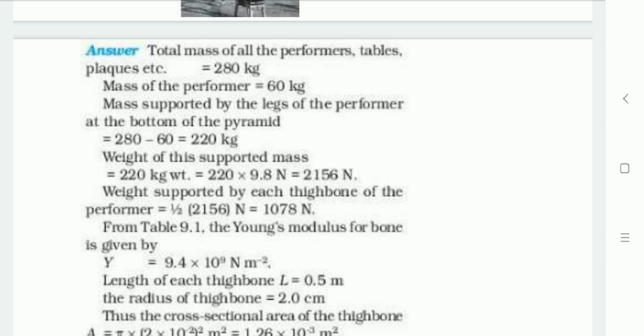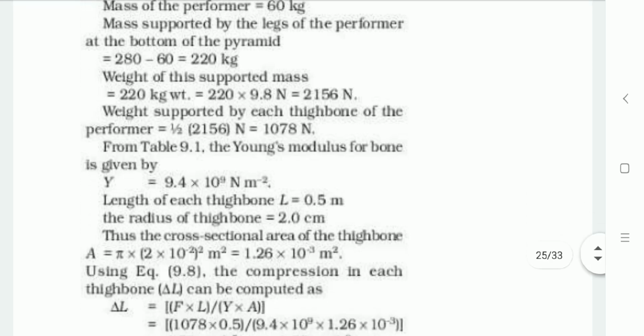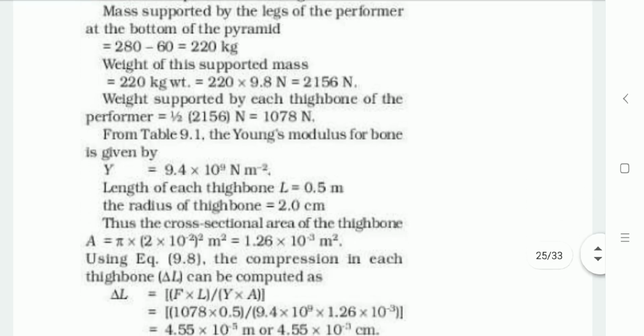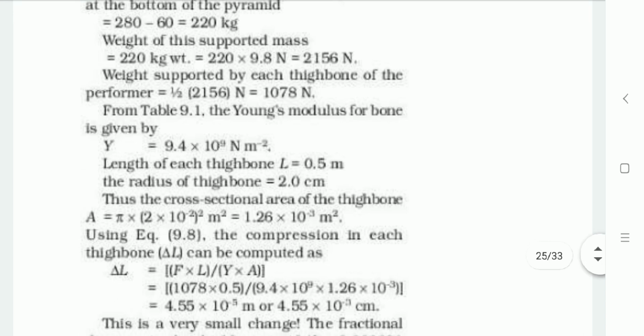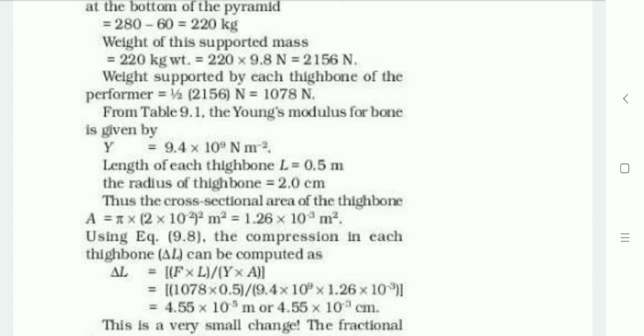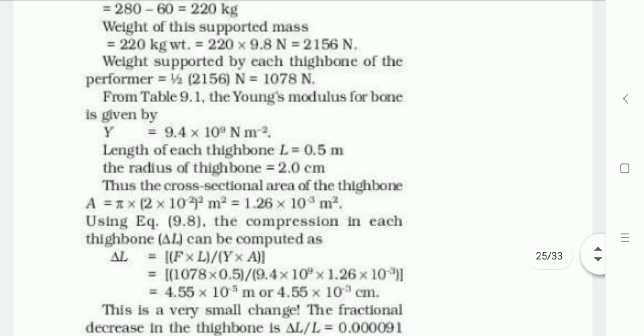Now from the table we have the modulus of bone 9.4 into 10 raised to 9 Newton per meter square. The length of the thigh bone is given 0.5 meter and the radius of the thigh bone is given 2 centimeter. So cross-sectional area of the thigh bone A is pi r square, which is 1.26 into 10 raised to minus 3 meter square. So compression of the thigh bone delta L, based on Young's modulus Y equal to F by A divided by delta L by L. From that make the subject of formula delta L.